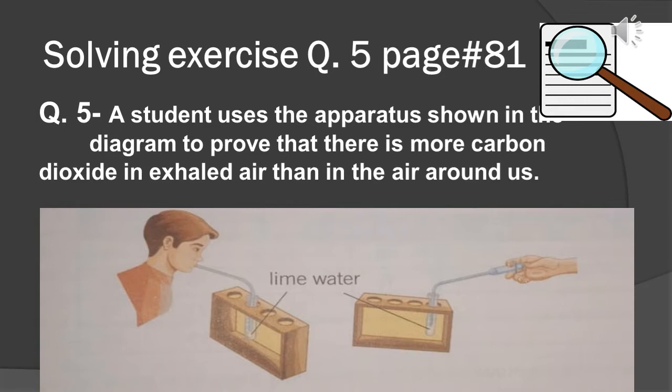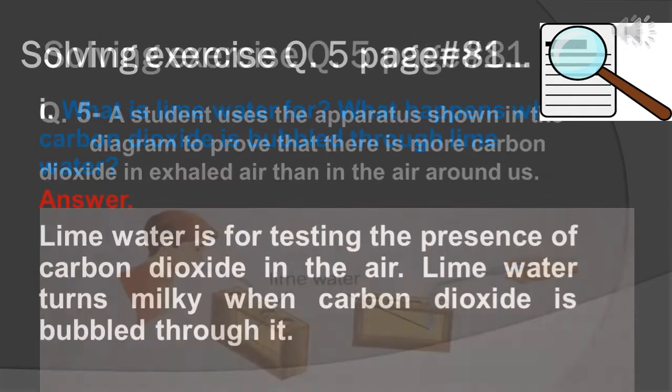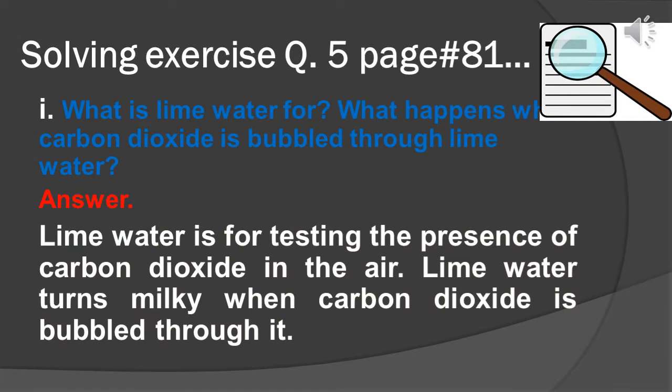First we have to solve question number 5 of the exercise. A student uses the apparatus shown in the given diagram on the slide to prove that there is more carbon dioxide in exhaled air than in the air around us. After going through the experiment demonstrated in the diagram, we have to give answers to some questions asked at the end. The first question is, what is lime water used for? And the second part of the question is, what happens when carbon dioxide is bubbled through lime water?